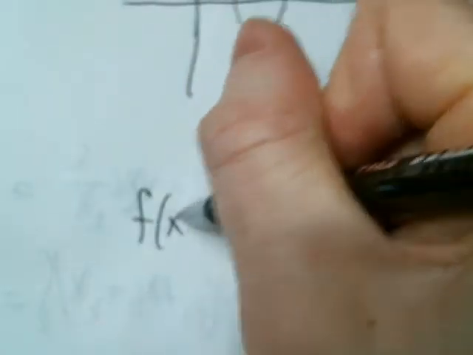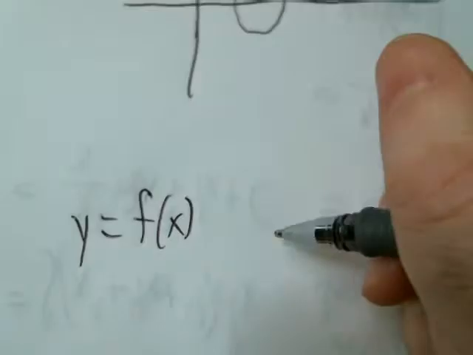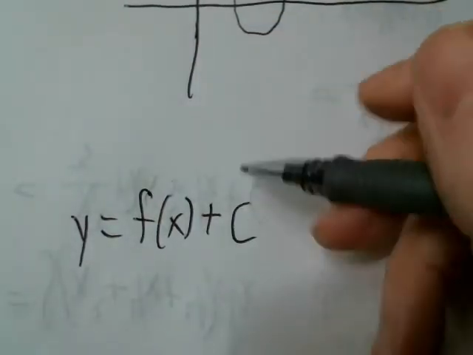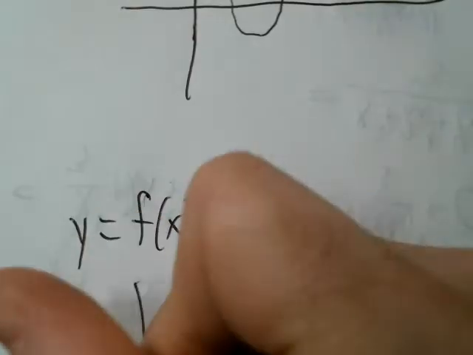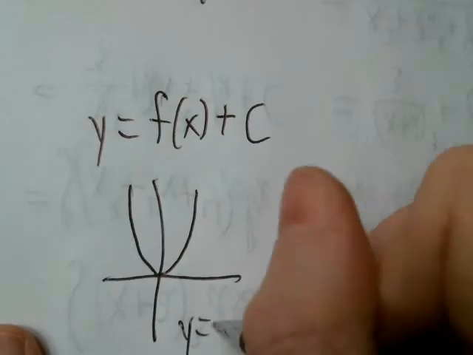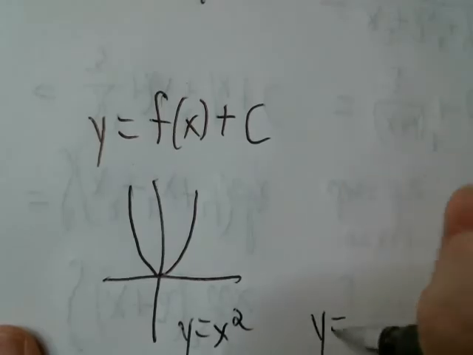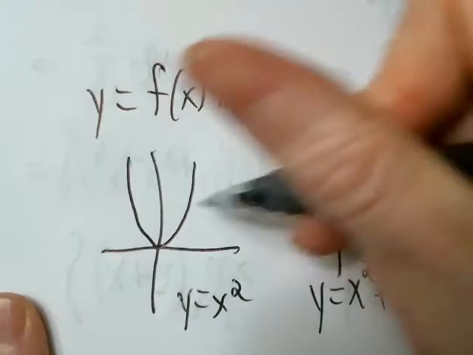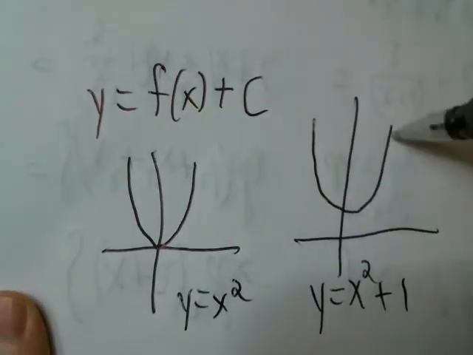So remember, if you have a function f of x, y equals f of x, and then you add something to the outside of it, what does that do? It moves it up, right? So if you had y equals x squared, that would be this, y equals x squared. If you have y equals x squared plus 1, what does that do? Well, that just takes this graph and shifts it up 1, right?